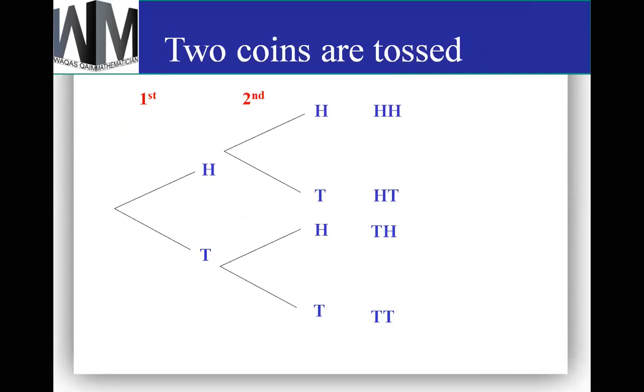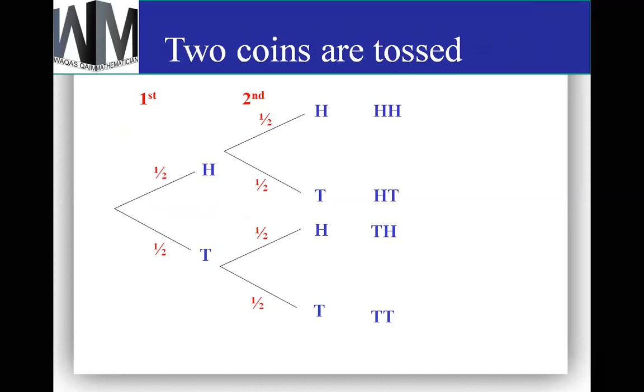Okay, now two coins are tossed together again. We have already done this diagram, the tree diagram. Now we are going to write the probabilities here. So the probability of getting head is half, and the probability of getting tail is half.